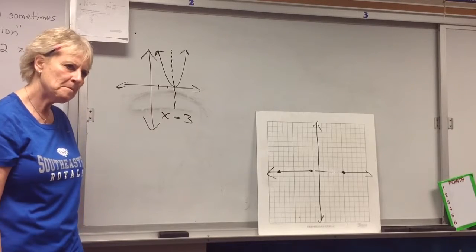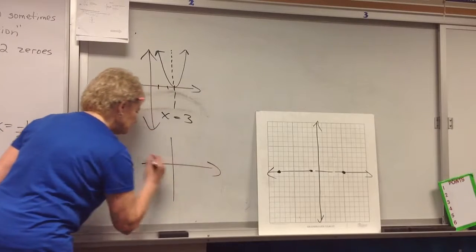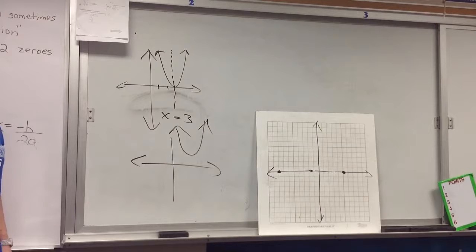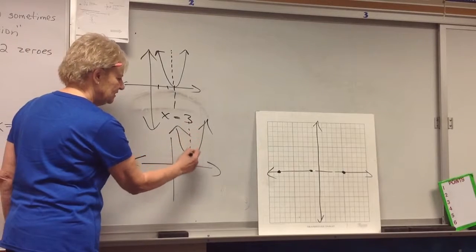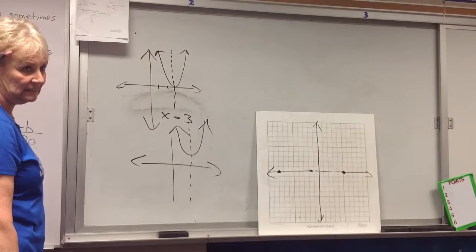What happens if there's none? What if there's no x-intercept? That's a great question. What's the axis of symmetry? There is one. You just don't know what it is. You could figure it out.